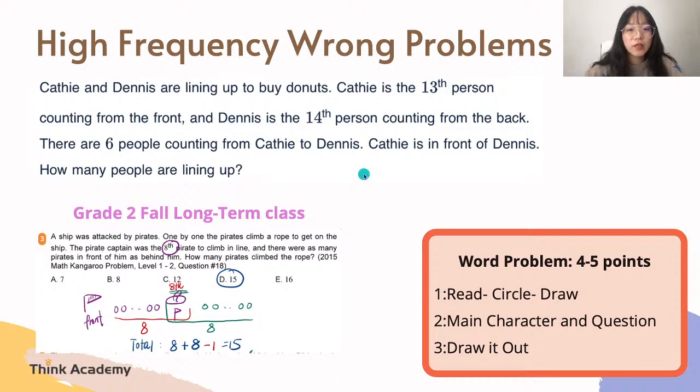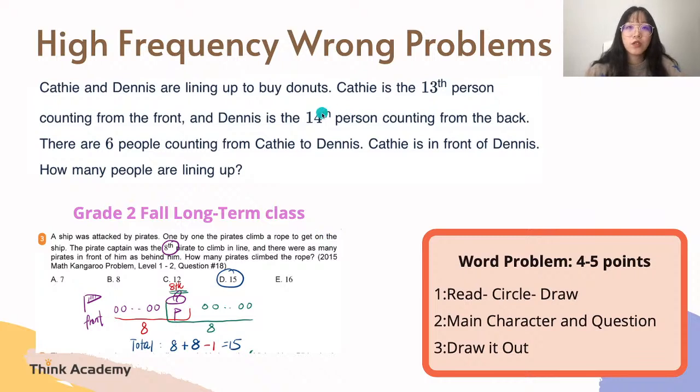And particularly for this lining up problem, there are a couple of key little points they should know. For example, Cassie is in front of Dennis. So this is very important in daily life. You can ask them, okay, Cassie is in front of Dennis. Do I have to include Cassie? Do I have to include Dennis? So when we're looking at in front of Dennis, actually we do not count Dennis in this question. So that's the tricky part.